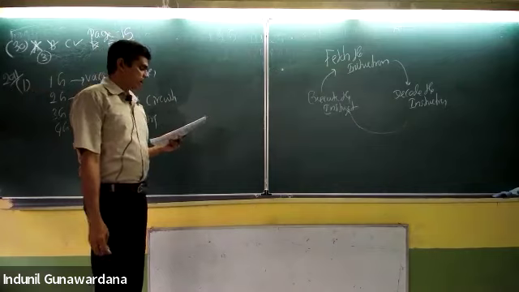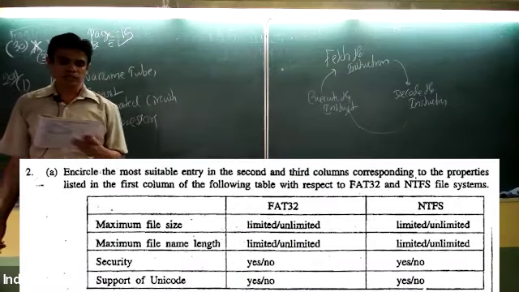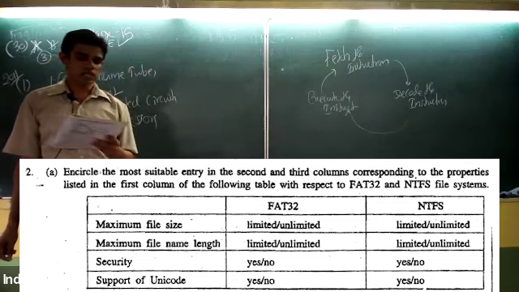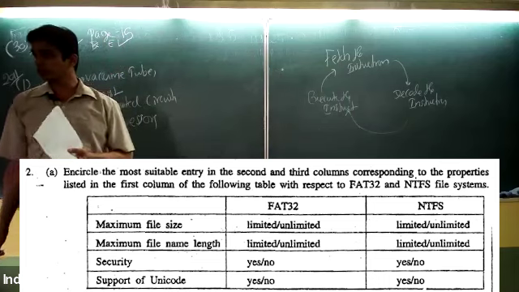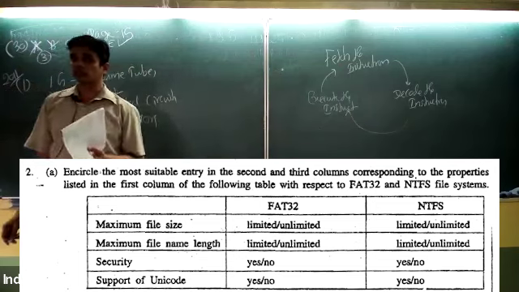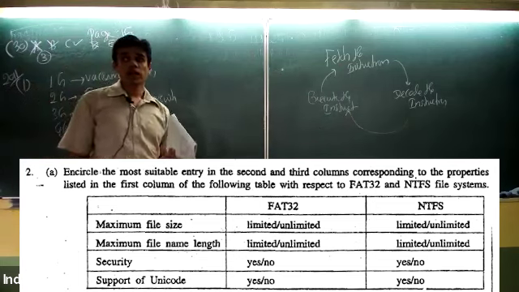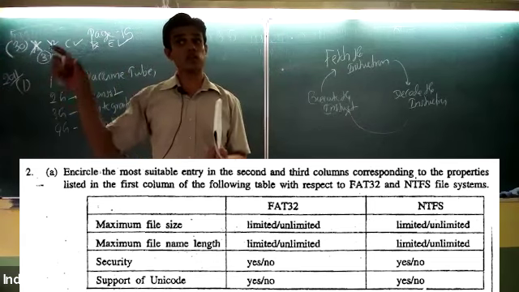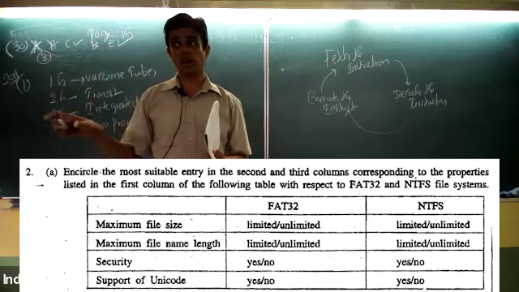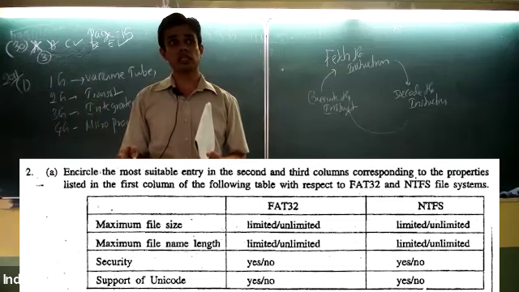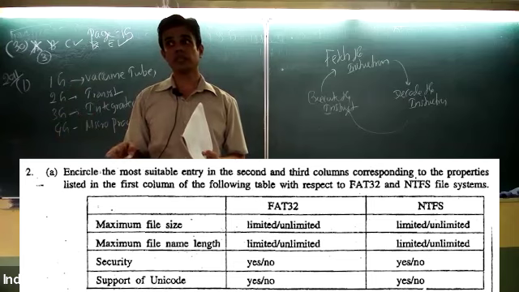then the second one, encircle the most suitable entry in the second and third columns corresponding to the properties listed in the first column of the following table with respect to FAT32 and NTFS. I think we did this, FAT and NTFS. What are those FAT and NTFS? Where do you find them? They are mainly focusing on the secondary storage, especially the hard disk. They are the file formats, file types. Then out of these two, which one is the latest technology? The NTFS.